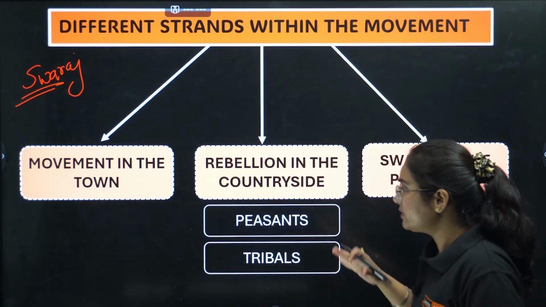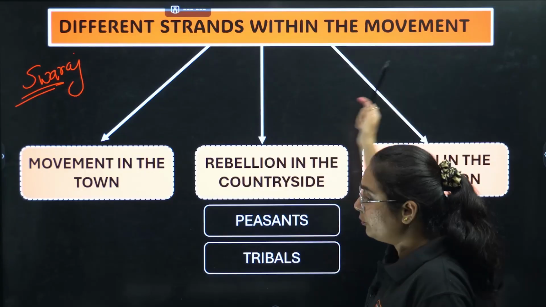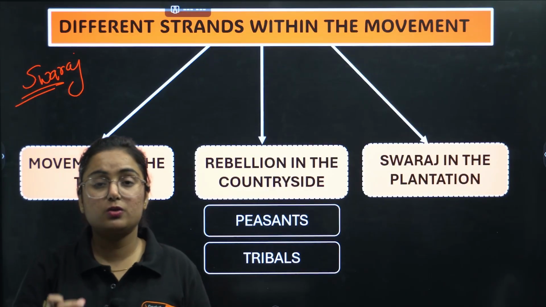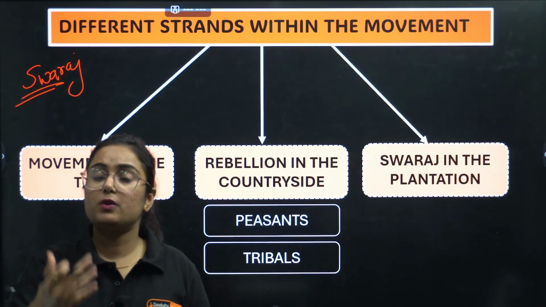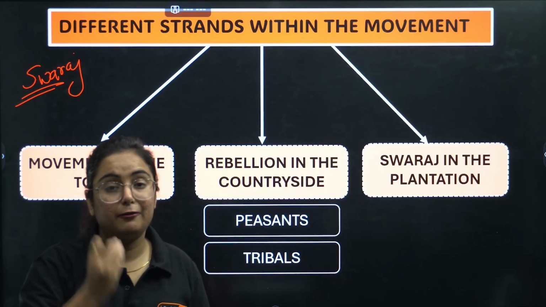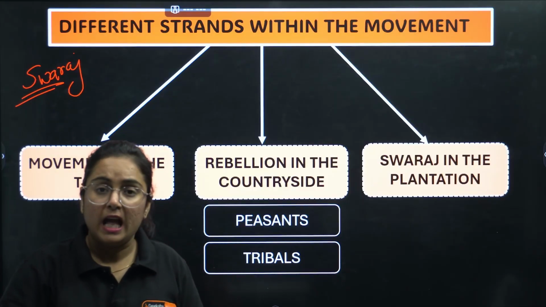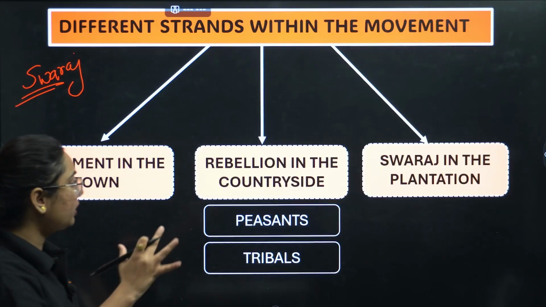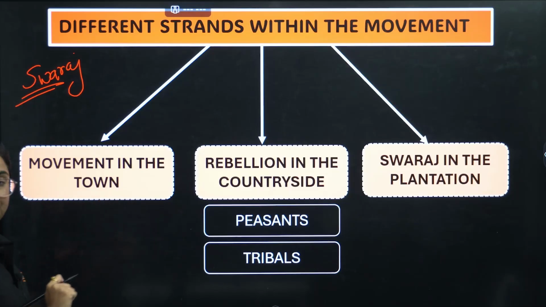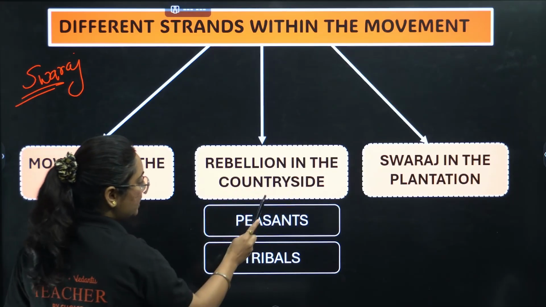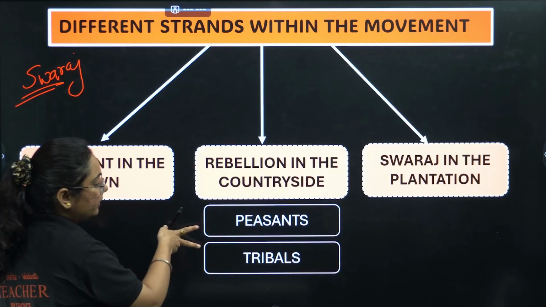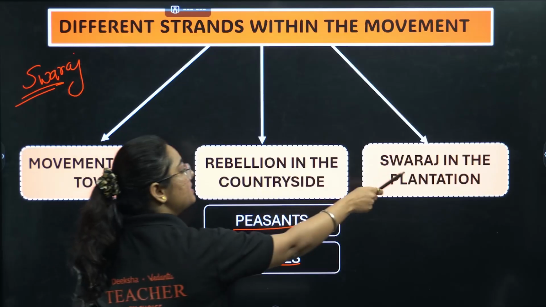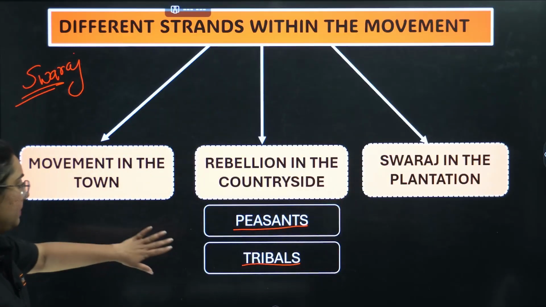Because now see, what are the different strands within the movement? For example, what Swaraj was to the middle class people, what Swaraj was for tribal people, what Swaraj was for the people living in villages. Everyone has a different interpretation of the word and everyone has started this non-cooperation movement in their own way. First, we will see the movement in the town, then we will see the rebellion in the countryside. Here we want to unfold the two things, about peasants and then about tribals. And lastly, we will be seeing Swaraj in the plantation. One by one we will be covering that.